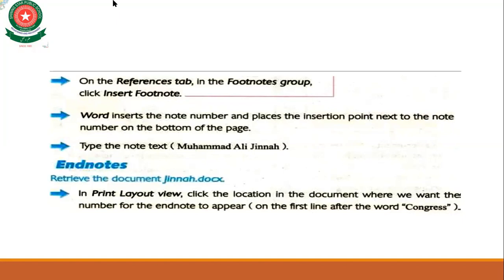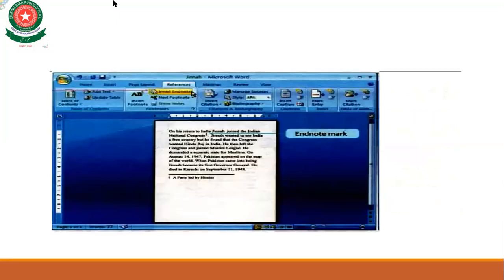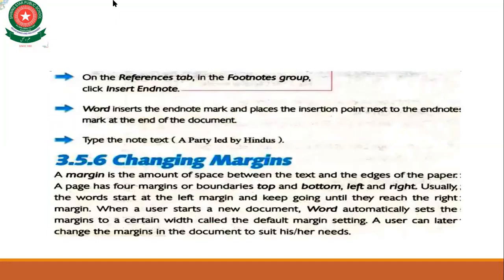Now come to the endnotes. Again retrieve the document Jinnah. In print layout view, click the location in the document where we want the number of the endnote to appear, on the first line after the word Congress. Here you can see the endnote mark.